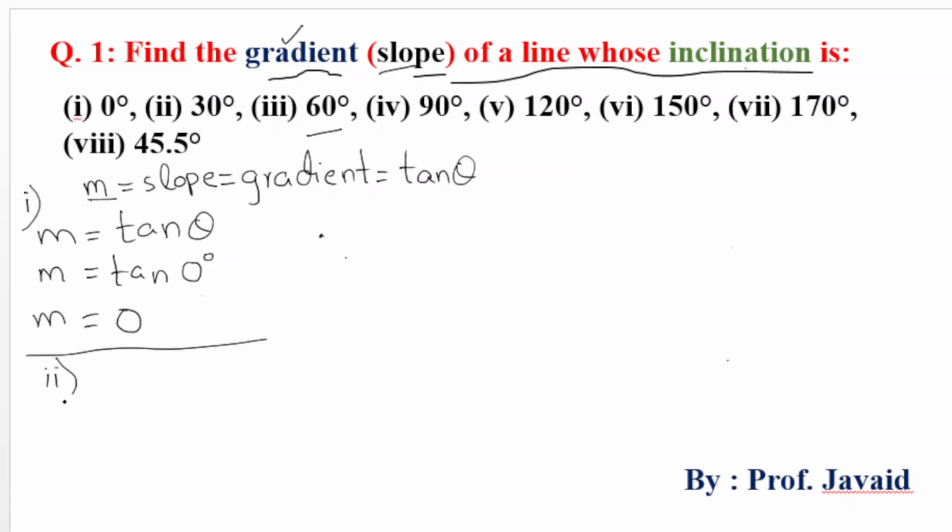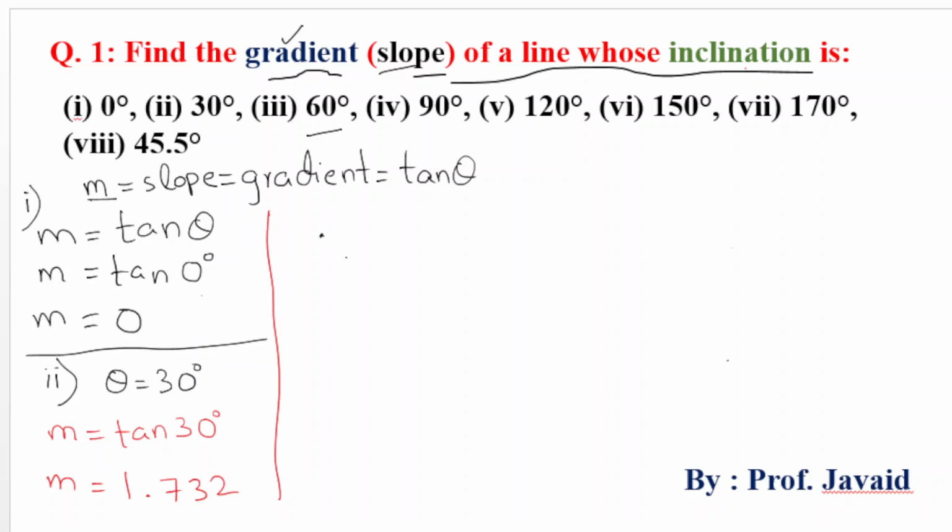So let's move toward the second question, that is 30. Let me write here theta is equal to 30 degree. Now m is equal to tan theta. I will put here 30 degree like that. You people will use calculator, and let me find tan 30. So that will be 1.732. Now let's move toward the next part.